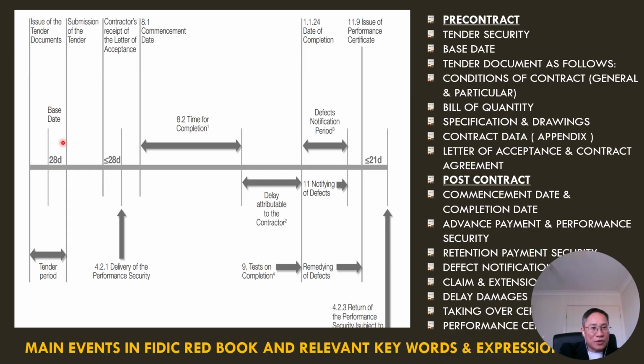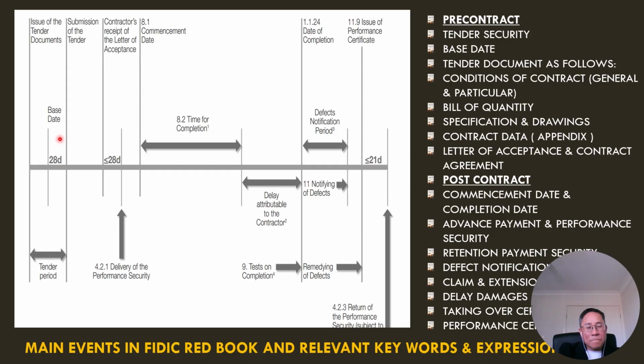Now we move to the base date. The base date is the day to which the contractors and the relevant parties to the contract refer when they calculate the fluctuation cost due to inflation or material price changes.